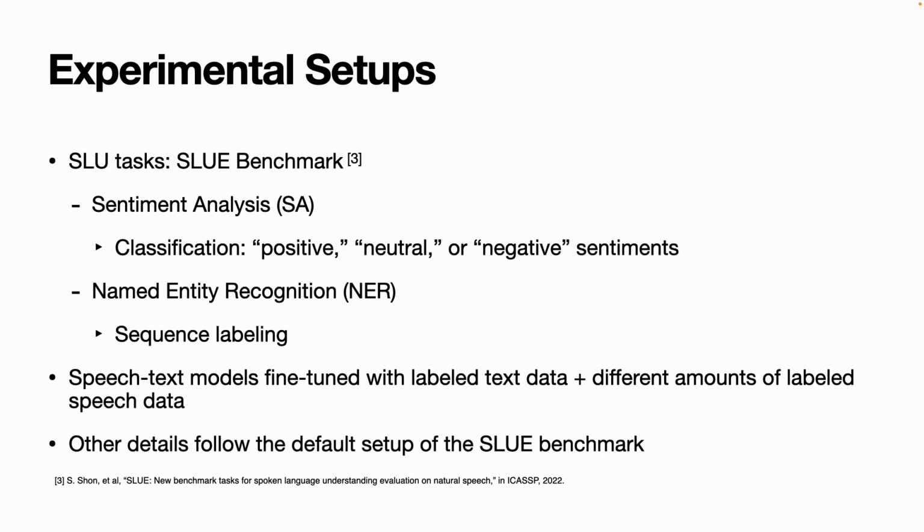In this work, we use the SLUE benchmark to study the spoken language understanding of speech-text models. There are two major tracks in the SLUE benchmark. The first one is sentiment analysis, where the model is asked to classify the sentiment of an utterance as positive, neutral, or negative. The other task is named entity recognition, which is a sequence labeling task. We study the speech-text models fine-tuned with different amounts of speech data and also more labeled text data. The fine-tuning details, for example the number of training steps and the batch size, all follow the default setup in the SLUE benchmark.